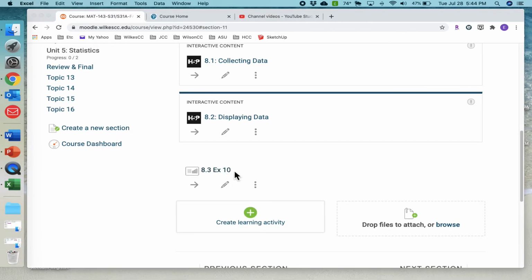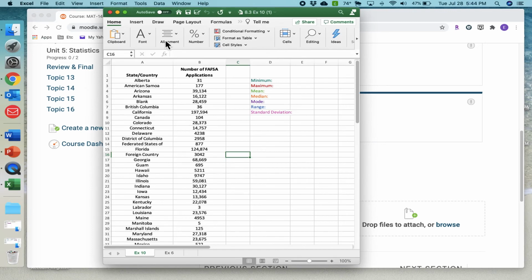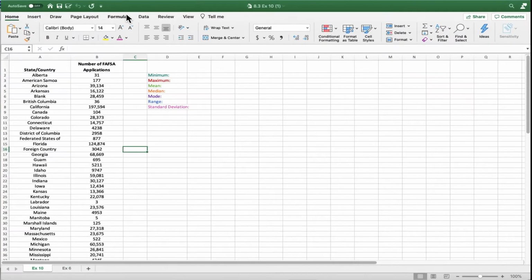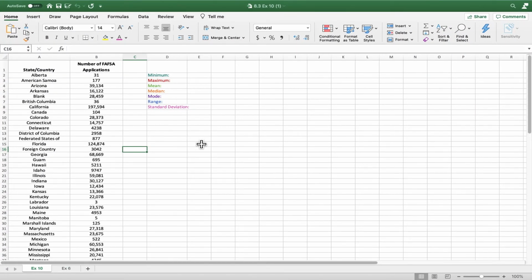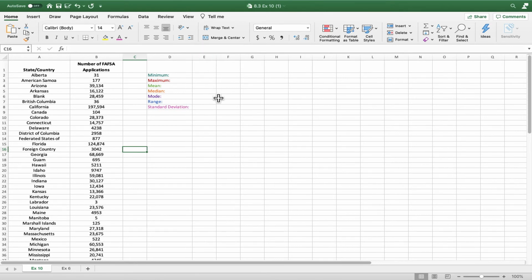And I'm just going to click on that. And I'm going to blow it up. Okay? So here's the data from example 10. And we're going to find each of these values. Now you're going to want to write down what I type in so that you'll know what to type in the future. Or you could save this and you can always click on the cell and see what was typed. But the easiest thing to do is to write it down.